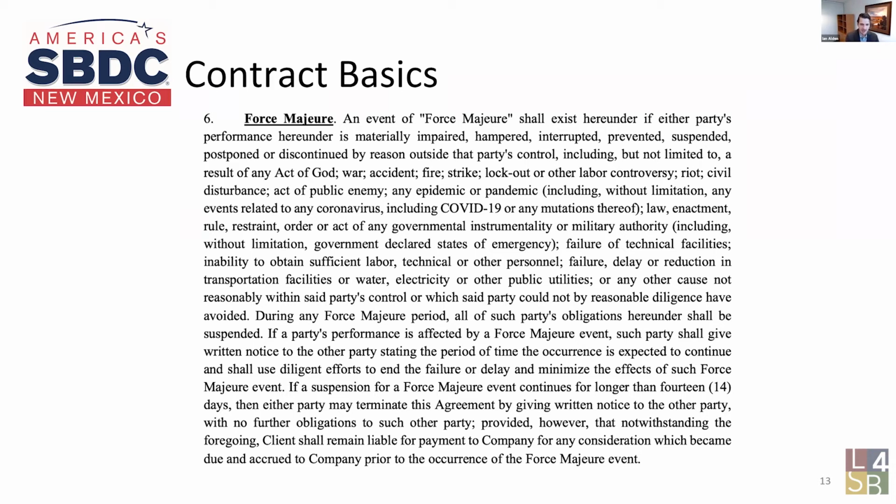If these things happen that are beyond another party's control, that party will be excused to a degree. If the issue goes on long enough, they can terminate the contract. This is a particularly broad force majeure provision.